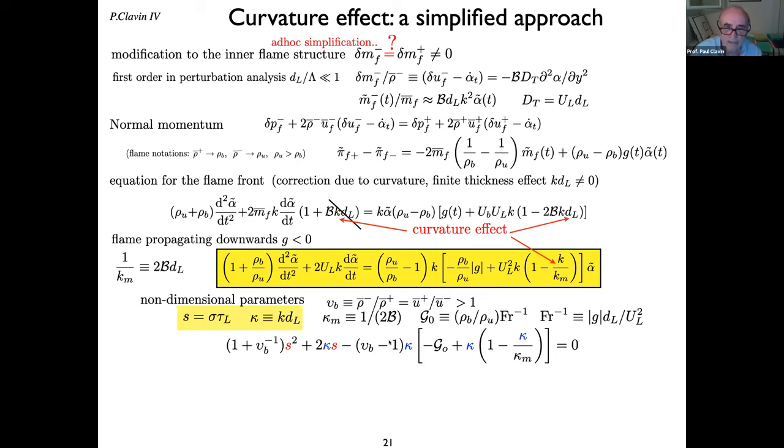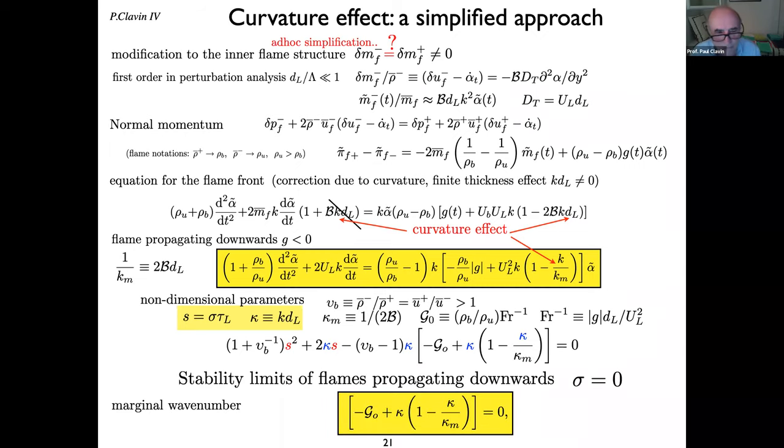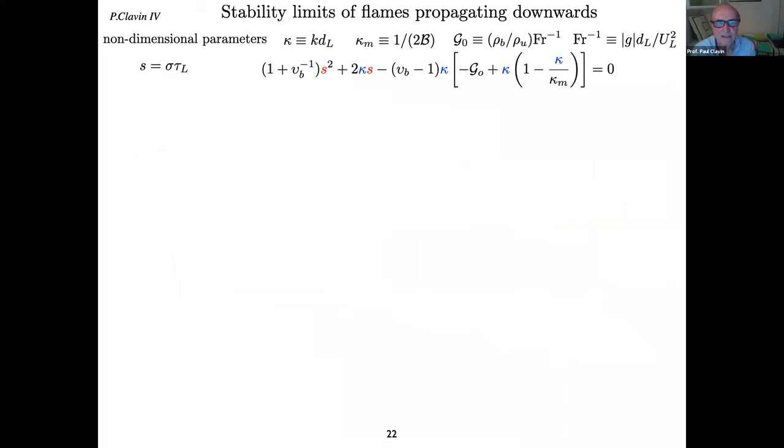So, if you now introduce the marginal reduced wave number kappa m, which is simply the inverse of the term b that has been introduced here, a non-dimensional number, and you look for the stability limits, let's say s equals zero, you want to see what are the limits for kappa, you find a second order equation for the marginal unstable wavelengths, which is of second order when g is not zero, because you assume that there is a gravity acting. And here is the equation again.